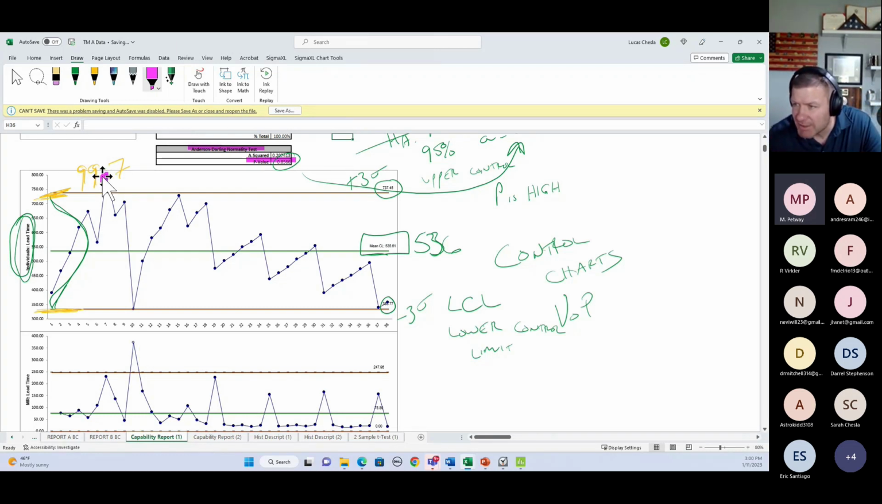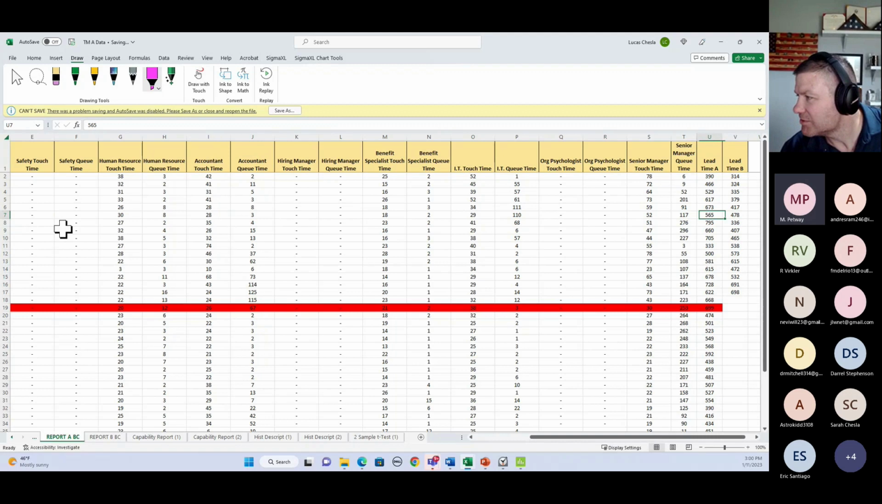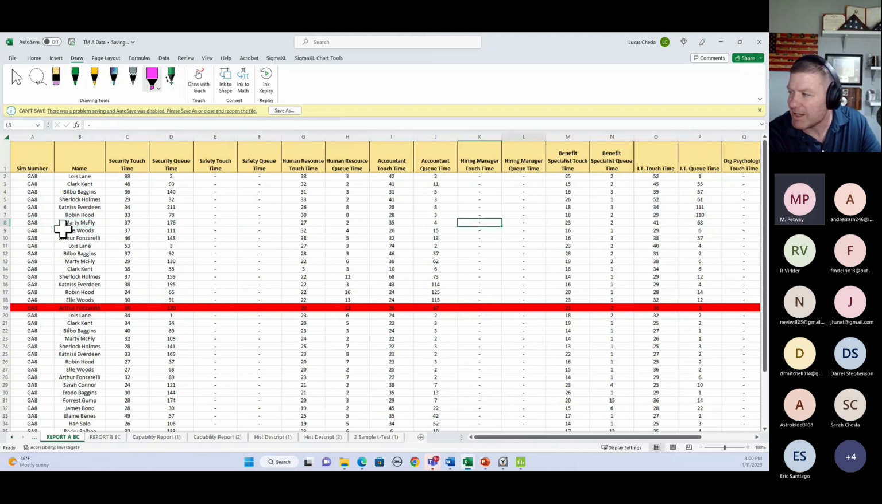This is actually point, let me see. I don't know what point that is, like 6 maybe. So that's 0.6. So we would go back and take a look. All right, that'd be line 7 technically. What's going on with this? Why was this so high? Oh, it must be this one, sorry. So why did we have a 795 for Marty McFly in that round?